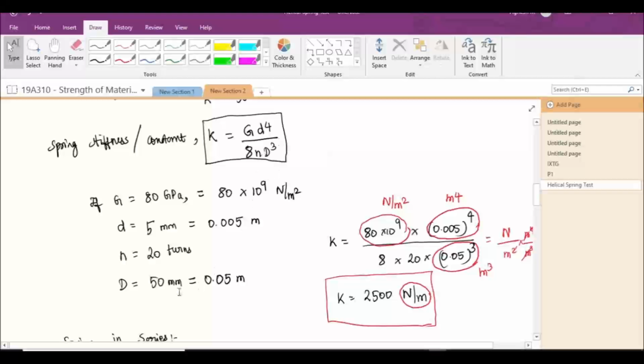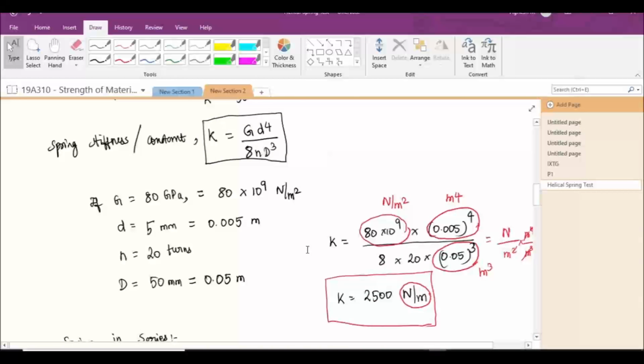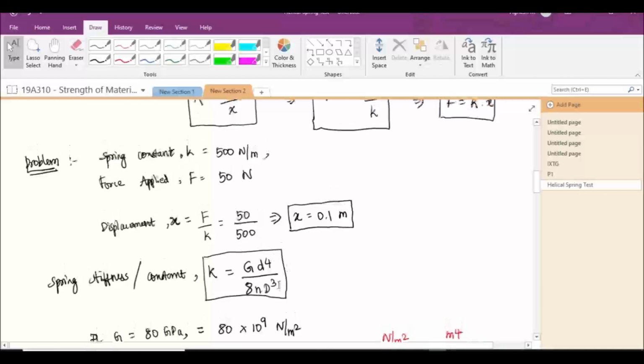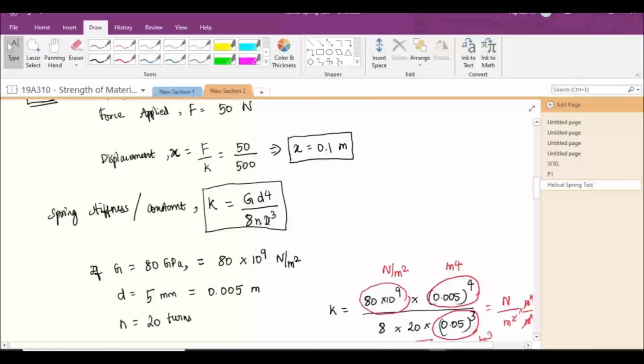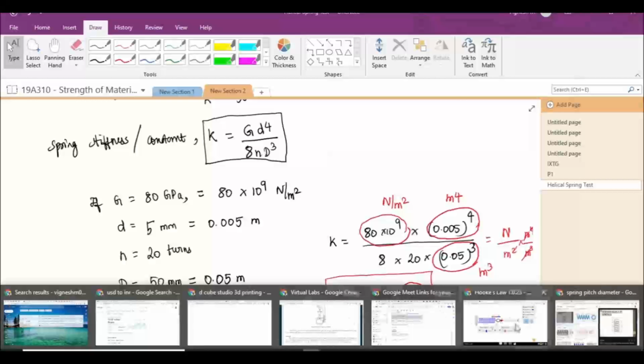And the diameter of the spring, if it is lesser, then we have more stiffness in the spring. If the coil diameter, or the mean diameter of the spring, is reduced, then the stiffness will be more. So based on these values, the stiffness value can be changed. So let us see in the simulator how these values are governing.